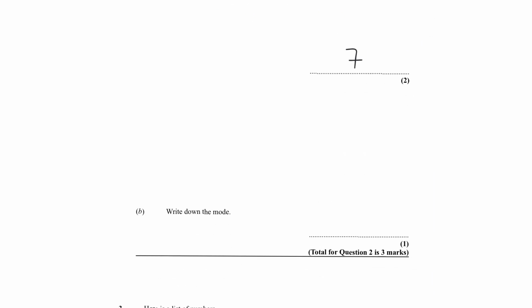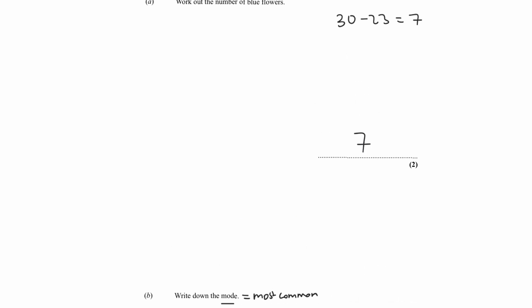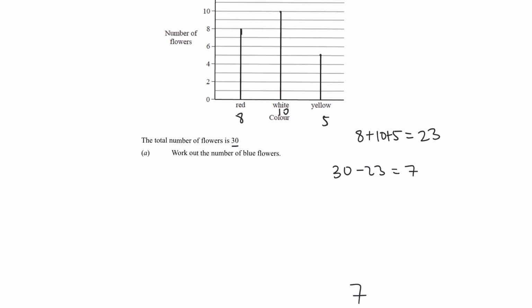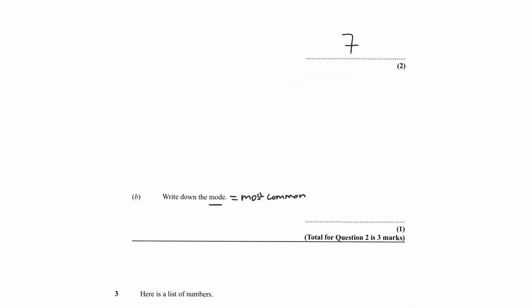Now it wants us to write down the mode. As a recap, mode means most common. So we need to work out the most common color. From this information, the color with the highest number of flowers is white. So therefore, we can happily say that white was the most common.